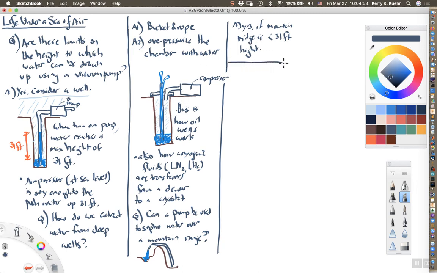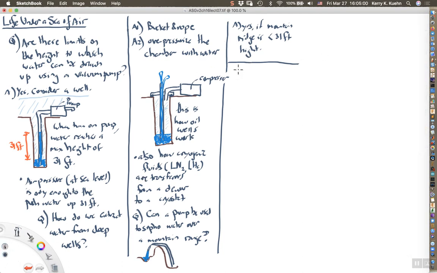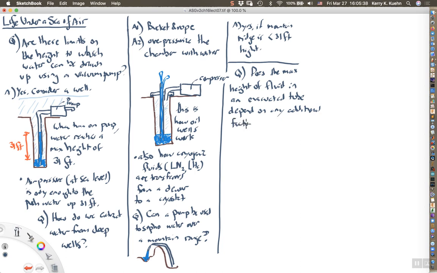Now, there's some other topics that Pascal is going to talk about here. So let me point out some of the other questions that he raises. So here's another question. Does the maximum height of a fluid in an evacuated tube depend on anything else? So does the max height of the fluid in an evacuated tube depend on any other factors? And the answer to this is yes, it does.